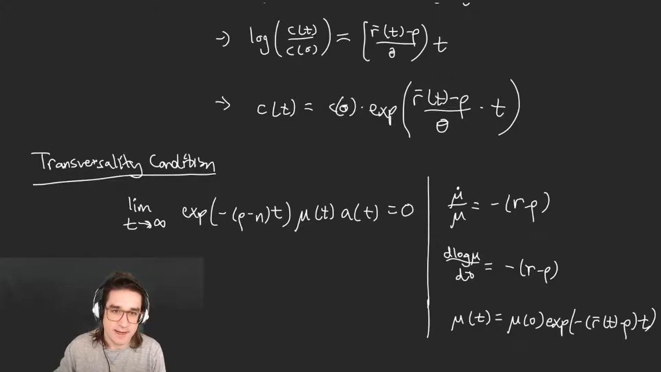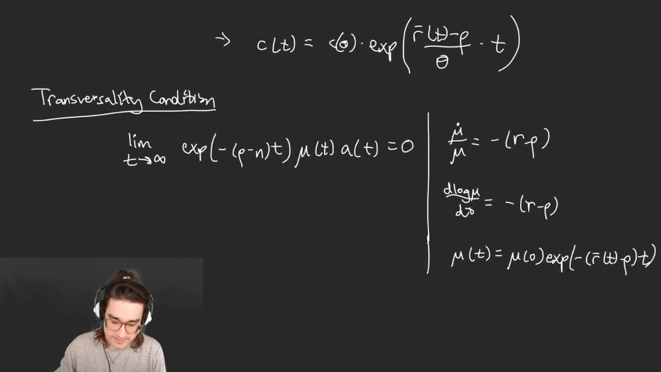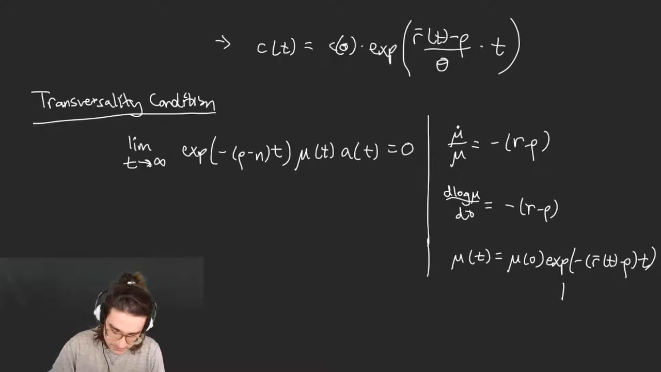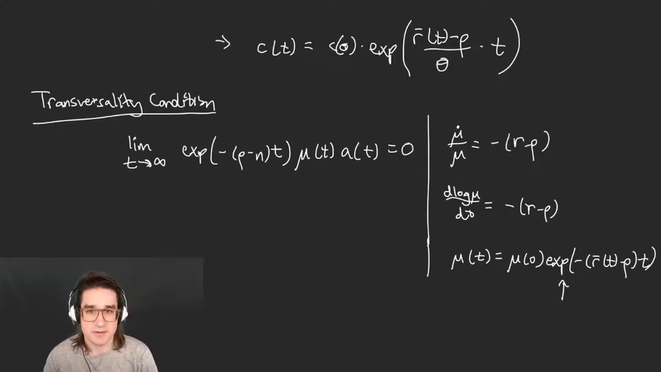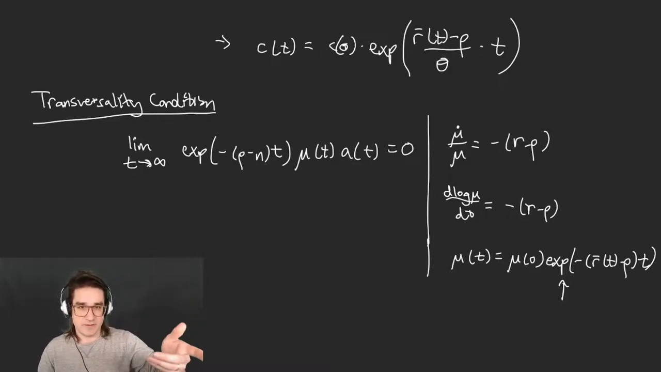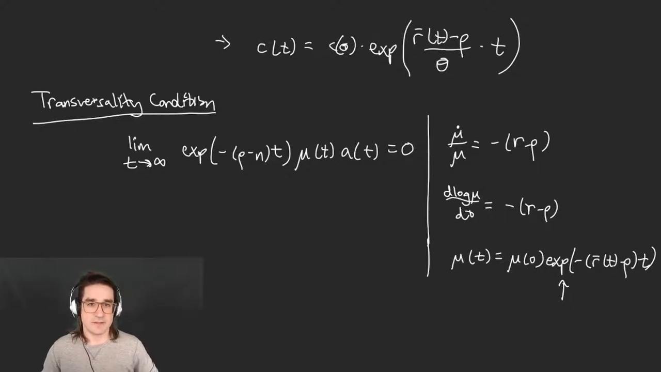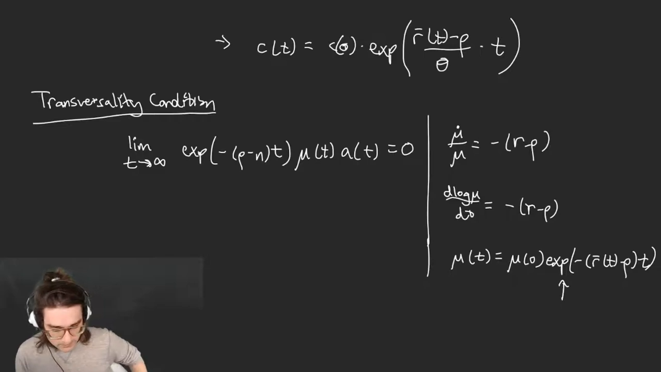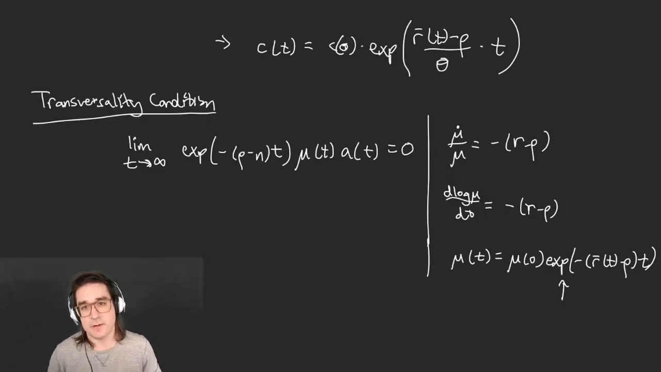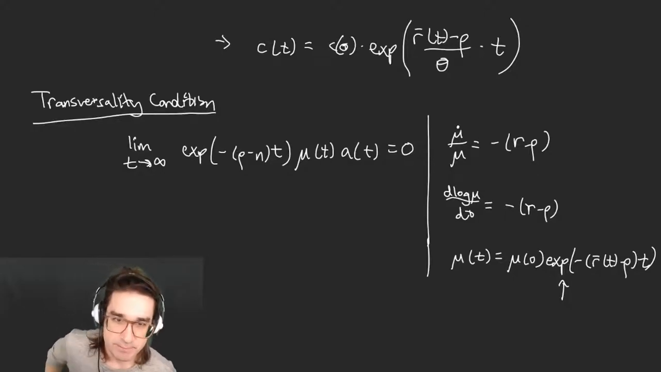You're going to get that same thing, and you can kind of see this just from an exponential standpoint. Mu is going to have an initial value, some mu zero, and it's going to be growing exponentially at whatever r minus rho rate. The only wrinkle is the r bar stuff. That's good, and we can plug that in.